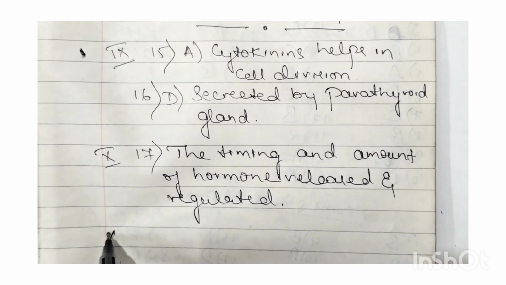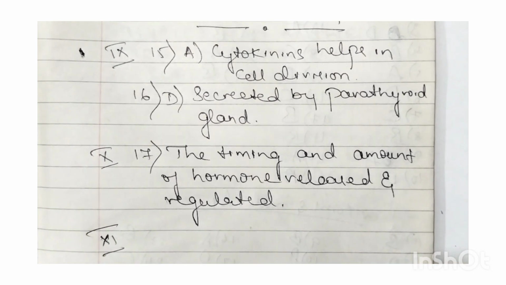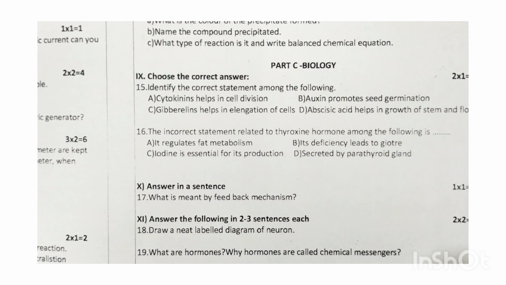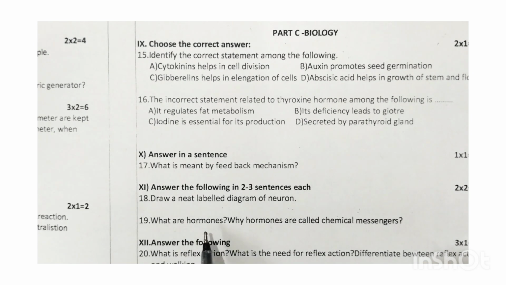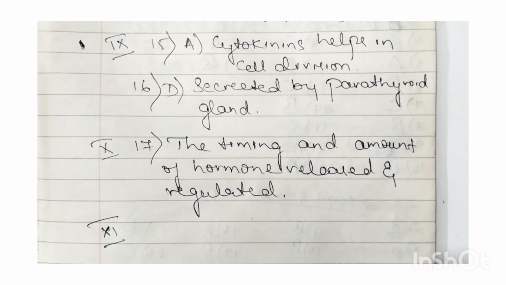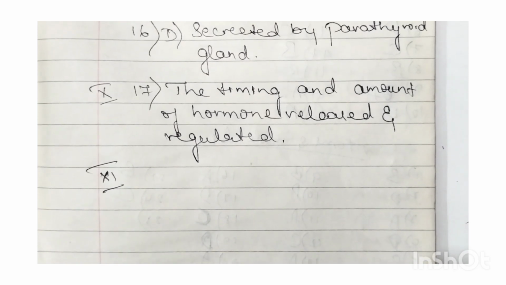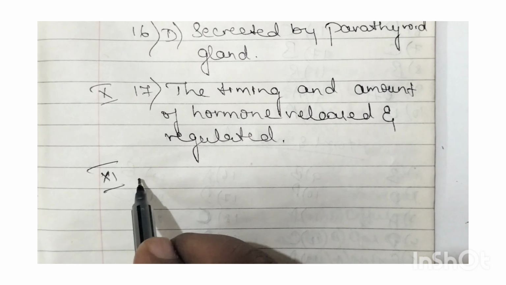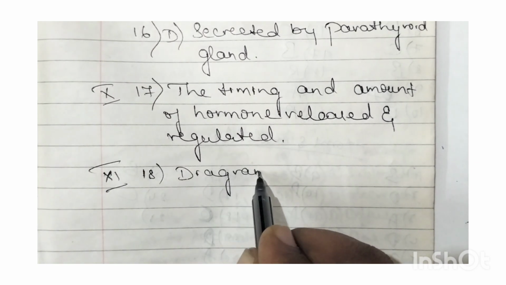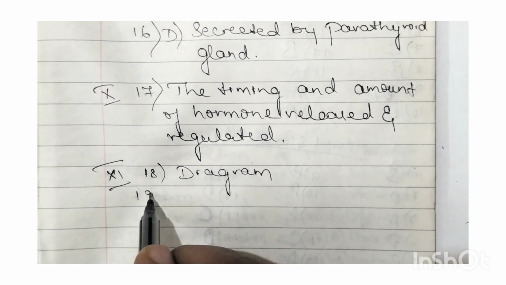So now let us move to the 11th main. Let us see what the question in 11th main is, that is the 18th question. Draw a neat labelled diagram of neuron. It is a 2 marks question. Next, what are hormones? Why are hormones called chemical messengers? So this is the 18th question. It is a diagram question. You have to draw the diagram of neuron. Then let us move to the 19th question.